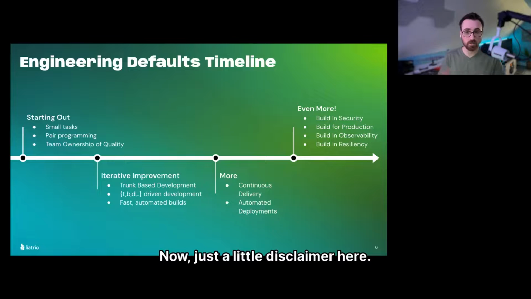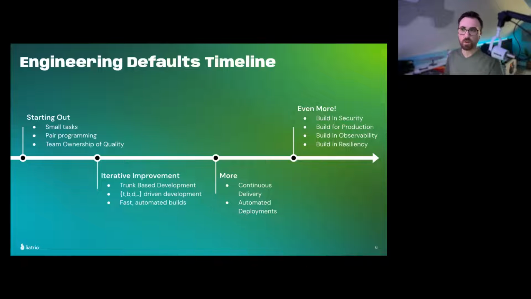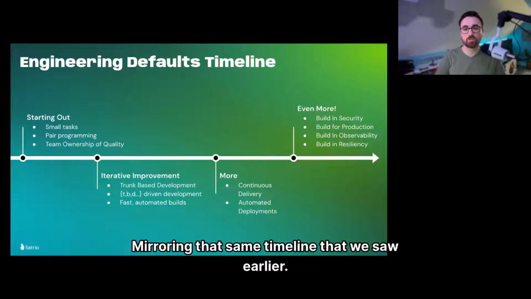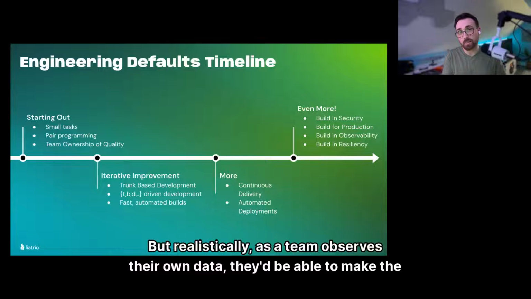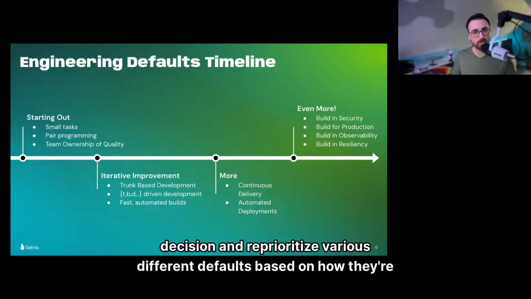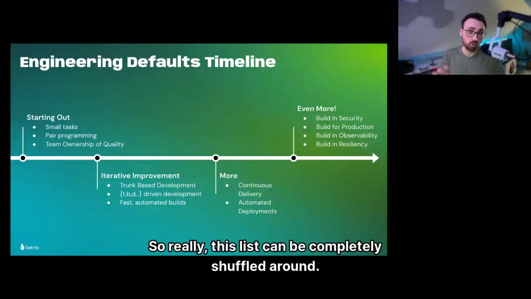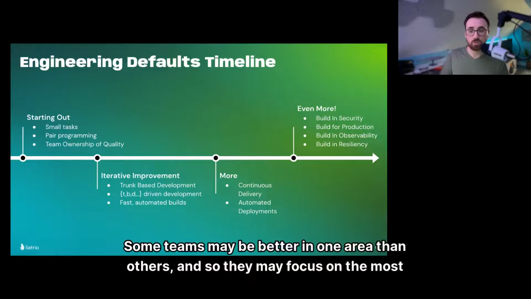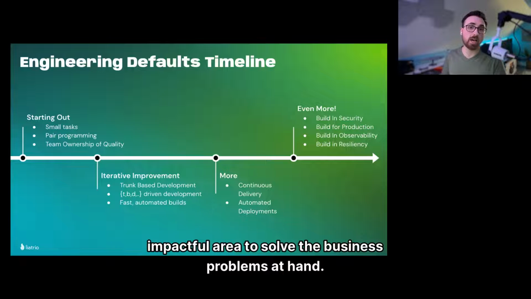Now, just a little disclaimer here. We have these in kind of an ordered list, right? Mirroring that same timeline that we saw earlier. But realistically, as a team observes their own data, they'd be able to make the decision and reprioritize various different defaults based on how they're doing. So really, this list can be completely shuffled around. Some teams may already be doing certain things. Some teams may be better in one area than others. And so they may focus on the most impactful area to solve the business problems at hand.